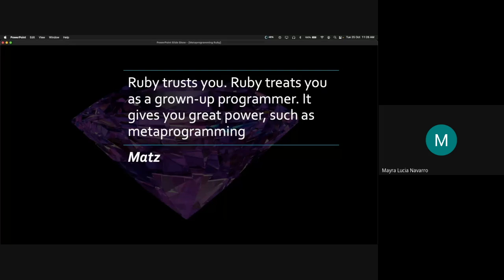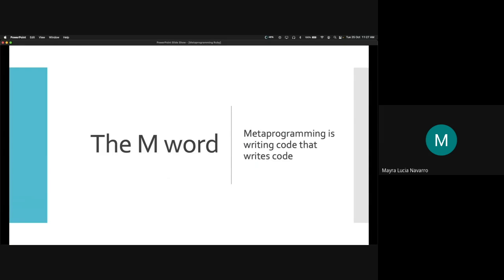Okay, let's talk about what Mars says about metaprogramming. It says that as developers we have a lot of tools, and one of them that we are provided is metaprogramming. So every time that we use it, we must be careful about what we are doing with that. So let's start with the M word.